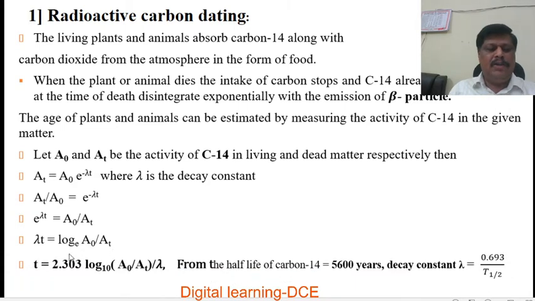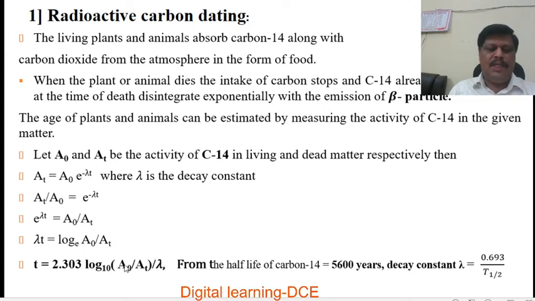So by using the common logarithm, by multiplying with 2.303, we get T is equal to 2.303 log base 10 of A0 by AT, over lambda. So using this equation, the time or age of the archaeological sample can be calculated using this formula: T is equal to 2.303 log base 10 A0 by AT over lambda.